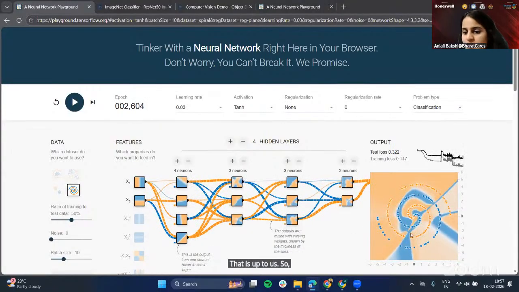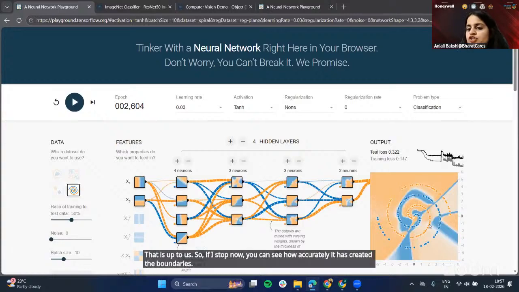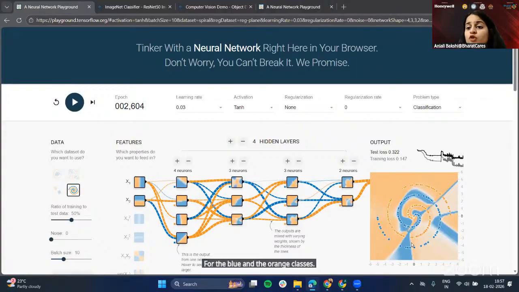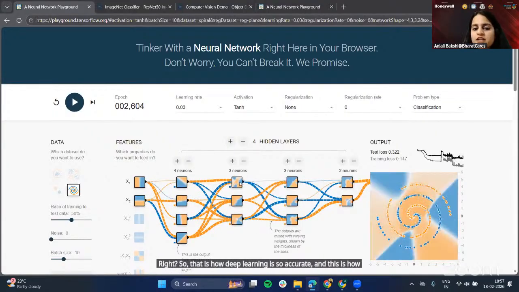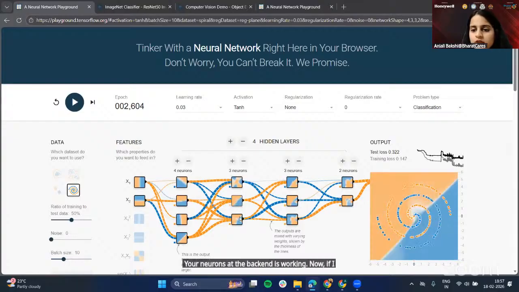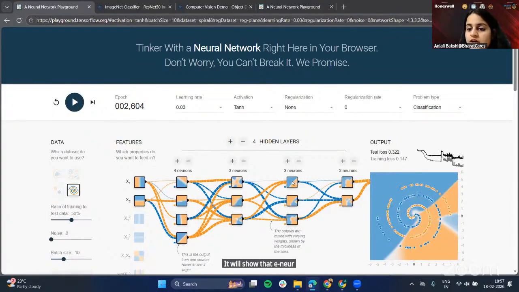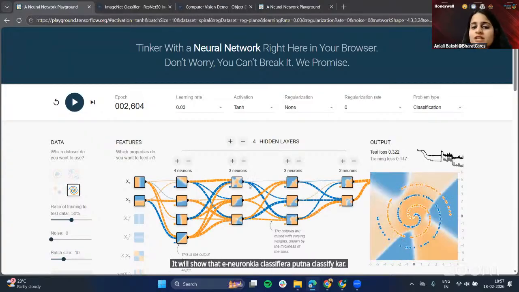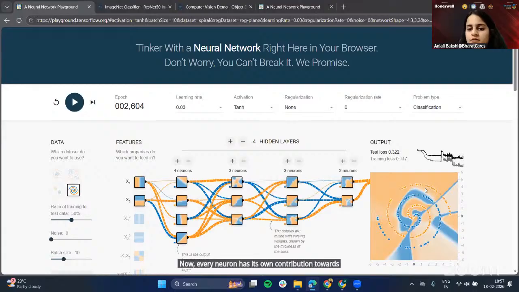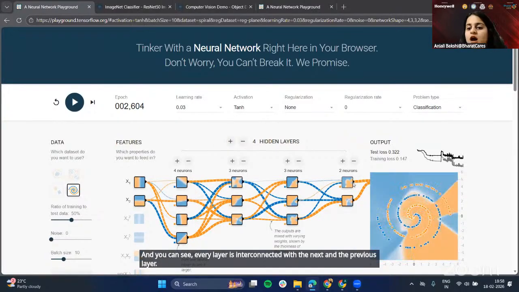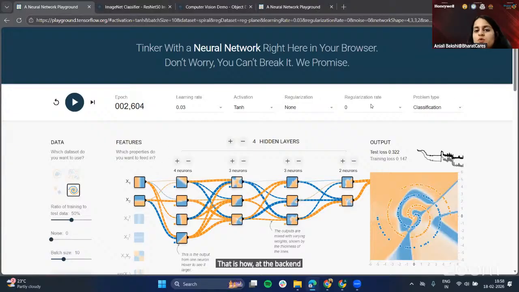So if I stop now, you can see how accurately it has created the boundaries for the blue and the orange classes with so much complex data, right? That is how deep learning is so accurate, and this is how your neurons work at the back end. Now, if I hover over any neuron, it will show ये neuron क्या classify कर रहा है और कितना classify कर रहा है. Every neuron has its own contribution till the end. And you can see every layer is interconnected with the next and the previous layer. That is how your neural network works at the back end.